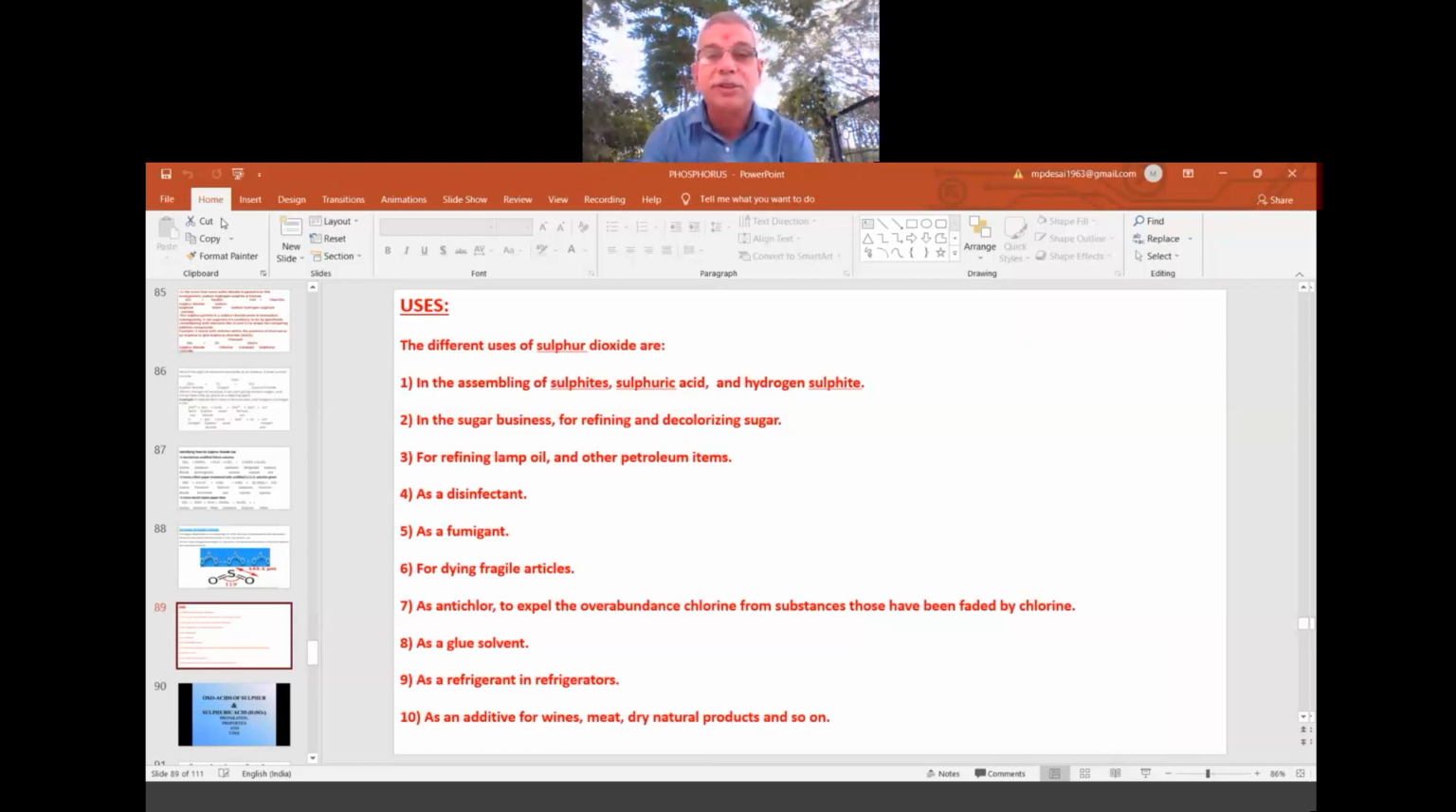And in the sugar business, for refining and decolorization. Normally we do this using animal charcoal, that is calcium phosphate. If by chance animal charcoal is not available, or if you don't like the odor of the animal charcoal, which is highly unpleasant. If you store animal charcoal in the sugar industry, nobody likes to go near that area. It is a very unpleasant, rotten animal body smell.